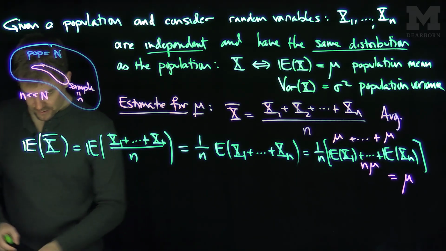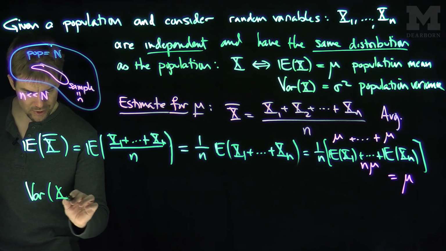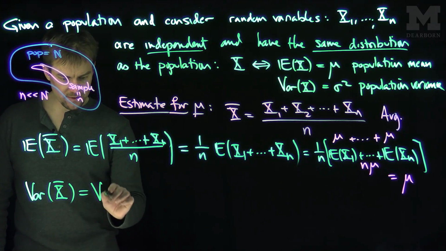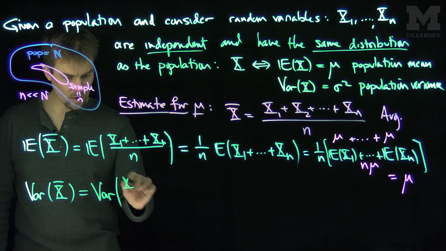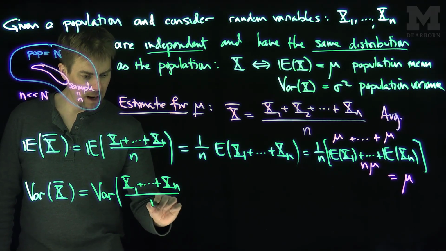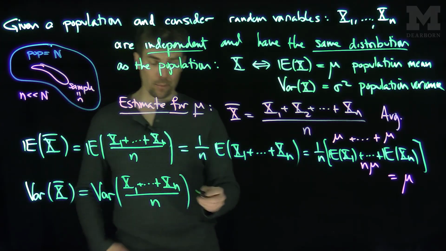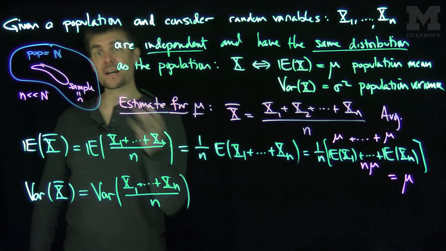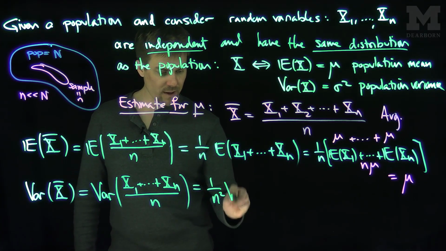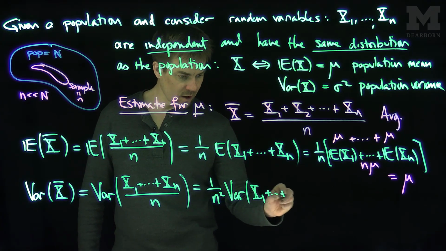Now, let's compute the variance. So what's the variance of this estimator? How much does it change based on the sample? Well, this is the variance of (x1 plus ... plus xn) over n. Now with variance, you can pull out constants, but you have to square them because it's a quadratic operator. So when I take this 1 over n inside variance, I have to pull it out with a square. So this is going to be 1 over n squared, then the variance of x1 plus all the way up to xn.